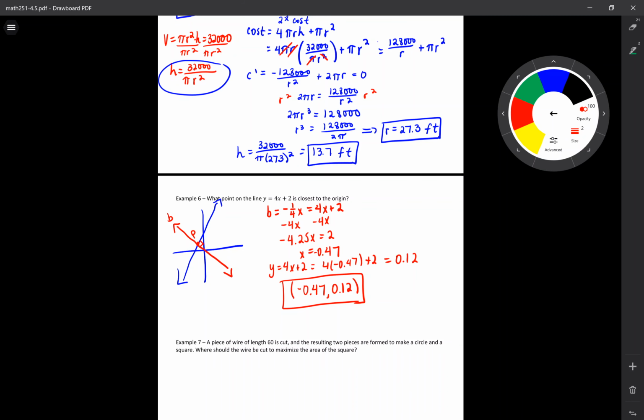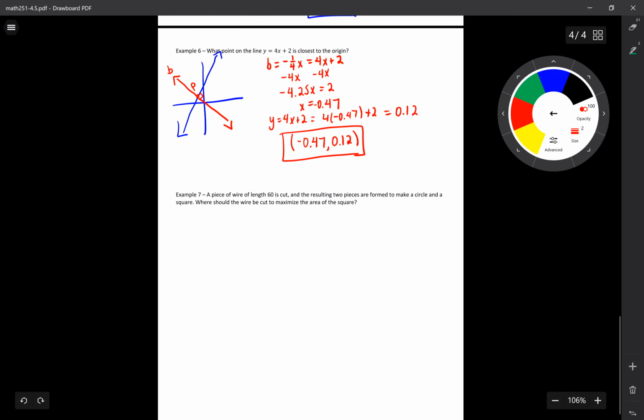All right, we have one last problem. This is a personal favorite of mine. It says a piece of wire of length 60 is cut, and the resulting 2 pieces are formed to make a circle and a square. Where should the wire be cut to maximize the area of the square?